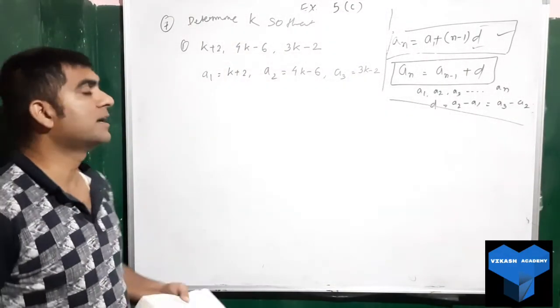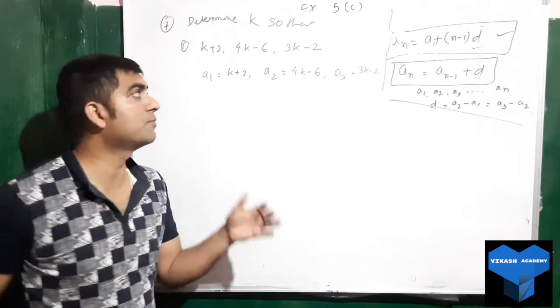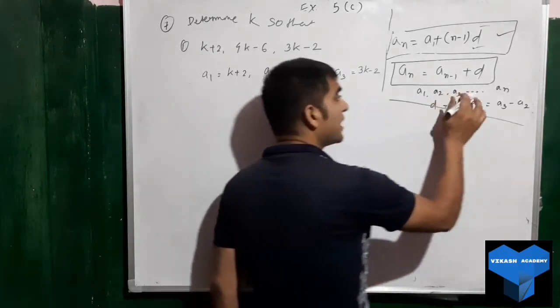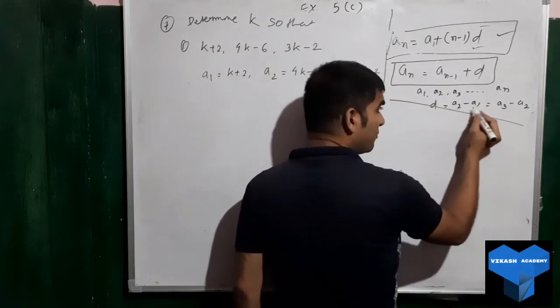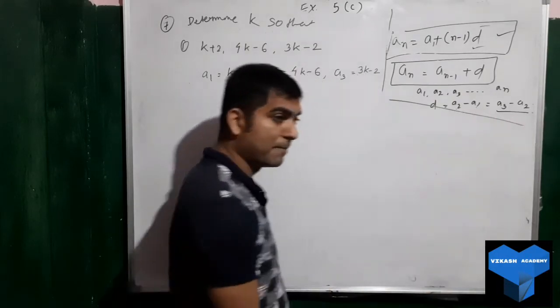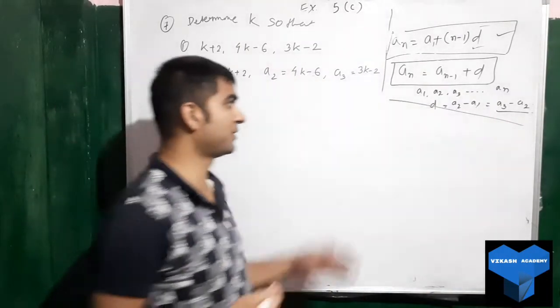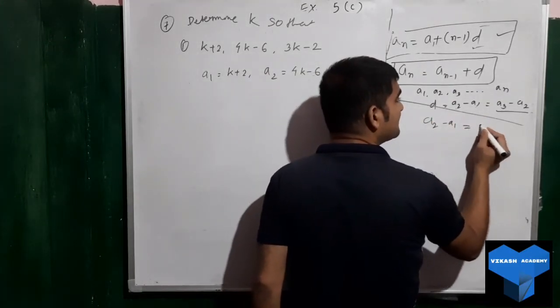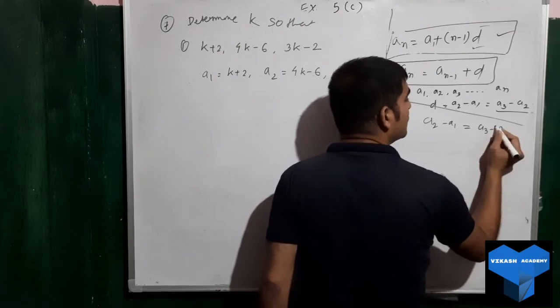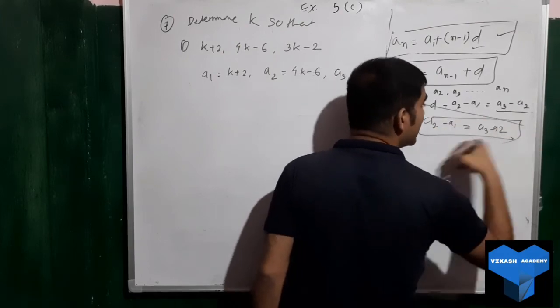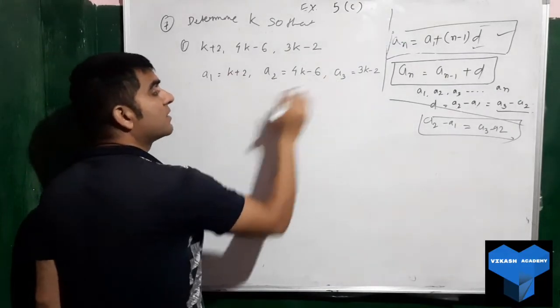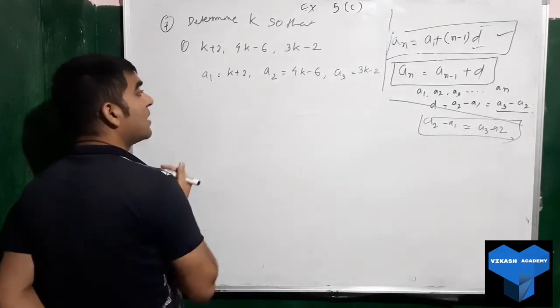And given this, determine k so that these 3 are the terms of the AP. So what happens in the terms of AP? When we say this a1, a2 and a3 are in the AP, if a2 minus a1 is equal to a3 minus a2, that formula we are going to use here. a2 minus a1 must be equal to a3 minus a2. So if you get this condition, you can easily find out the k. So a1 we got, a2 we got, a3 also we got.